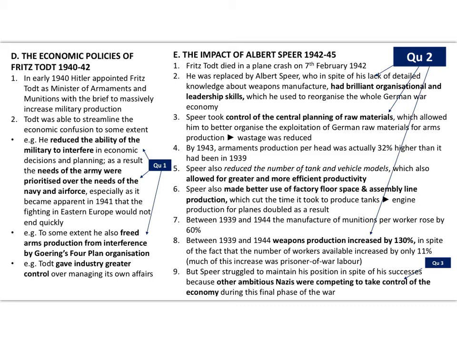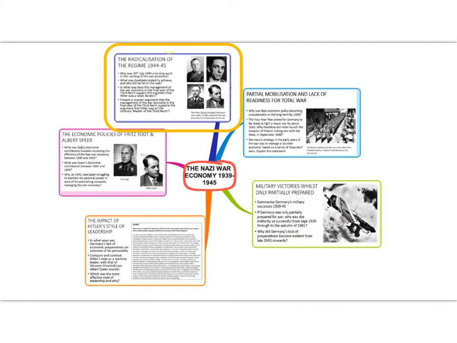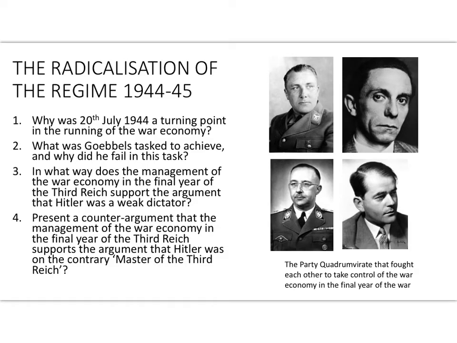But the third question, why by 1945 was Speer struggling to maintain his personal power? Again, he fell victim to the nature of Nazi politics, which, of course, involved Hitler distancing himself from the capital and ruthless, ambitious Nazis competing against each other, the social Darwinistic aspect of Nazism, and Speer fell victim to powerful, ambitious other Nazis. So he was struggling, particularly in the last year of the war, to maintain his control over the war economy because other Nazis wanted to take over, wanted to interfere in the war economy. So that leads to the final slide about the radicalisation of the regime. So you've got Speer in the bottom right-hand corner there.